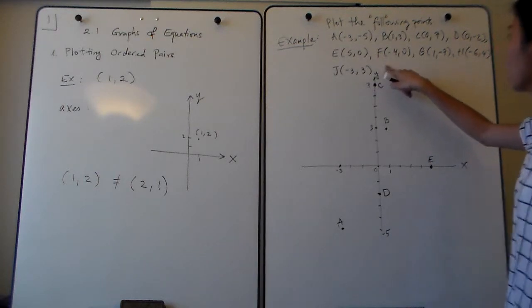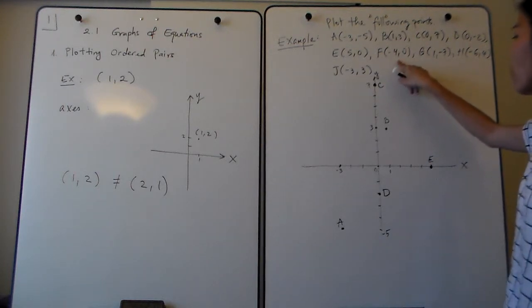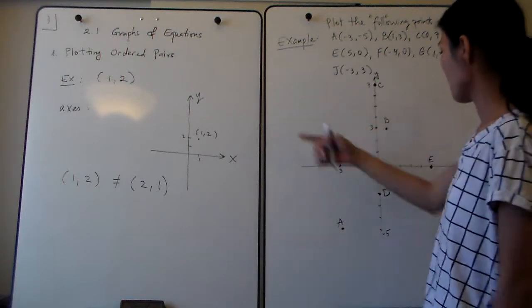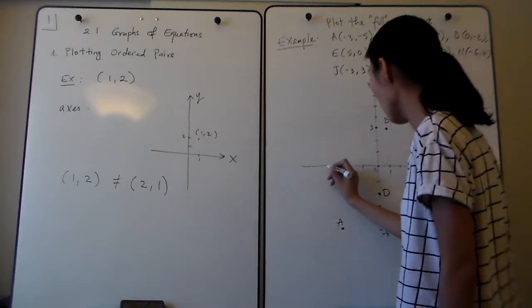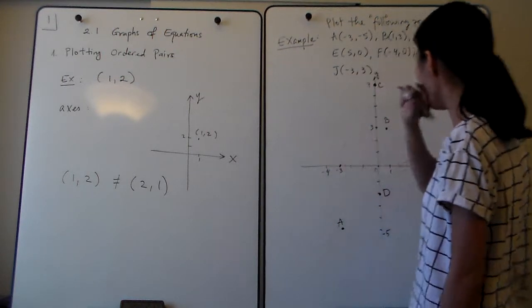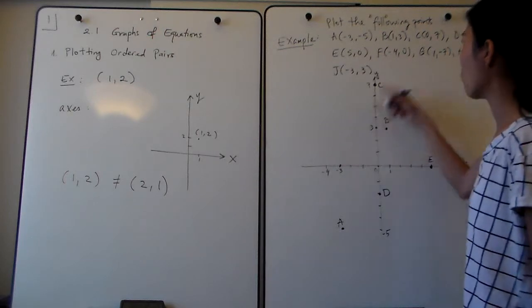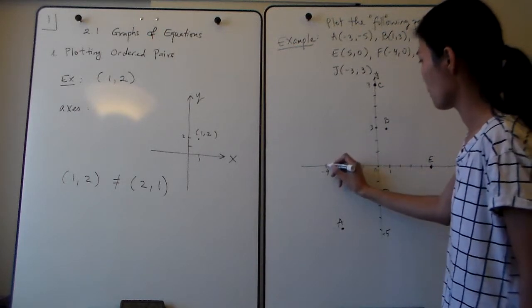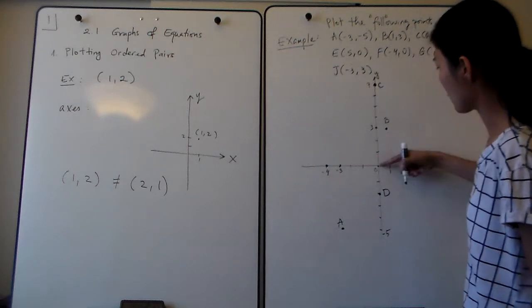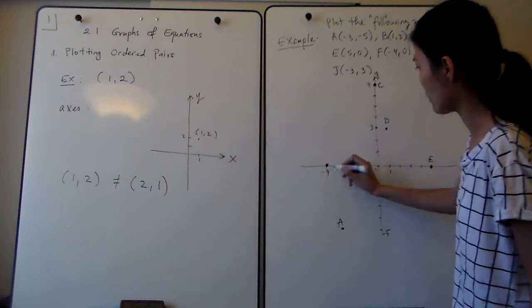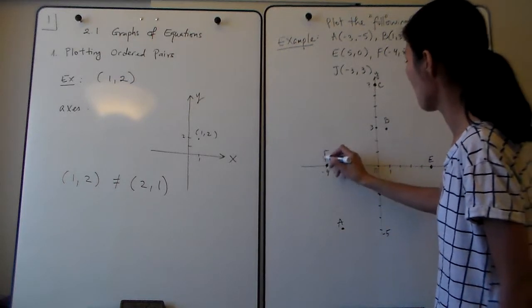So we have F right here: (-4, 0). -4 is x, so to the left, 1, 2, 3, 4. So -4 to the left, and y equals 0. So it could be here. This is where y equals 0. So this point right here is F.